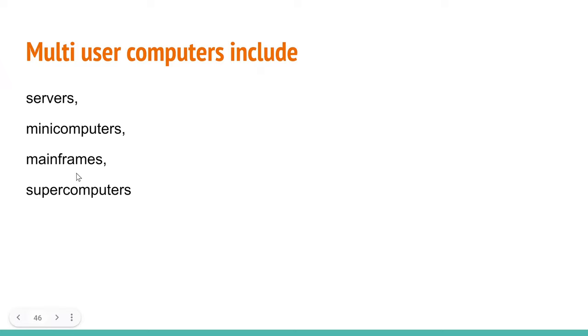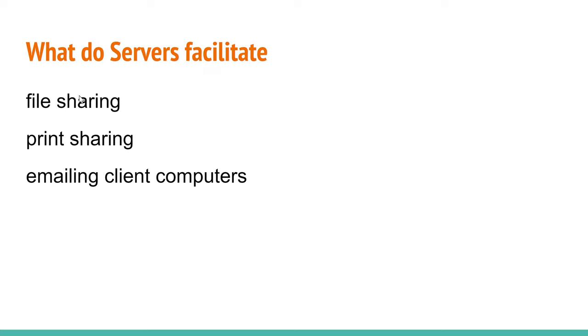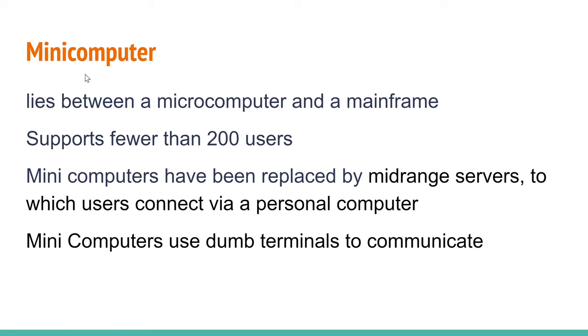Multi-user computers include servers, minicomputers, mainframes, and supercomputers. What do servers facilitate? File sharing, print sharing, emailing, and client computers. A minicomputer lies between the microcomputer and mainframe. It supports fewer than 200 users. Many have been replaced by mid-range servers to which users connect via personal computer.